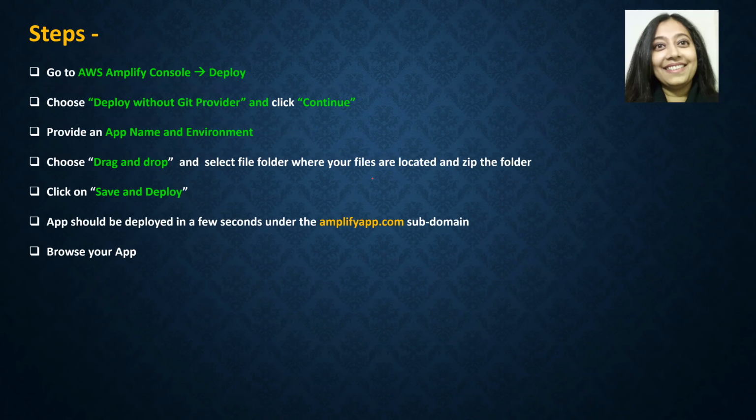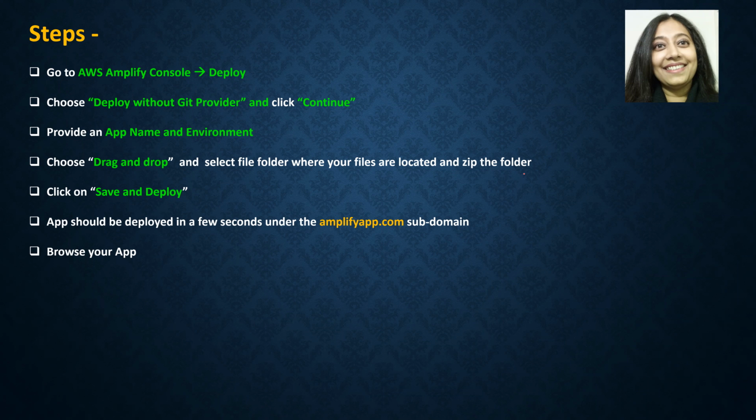Steps. Go to AWS Amplify, then we will deploy. Since we are not using any source control, we will deploy without any Git provider. We will provide a name for our application, also give its environment, and then eventually choose our file folder. Look over here what I have mentioned: select the file folder where your files are located and zip that folder. Finally, we will save and deploy.